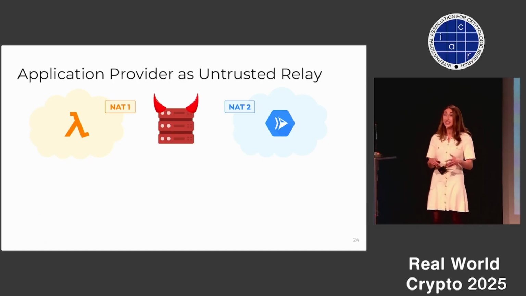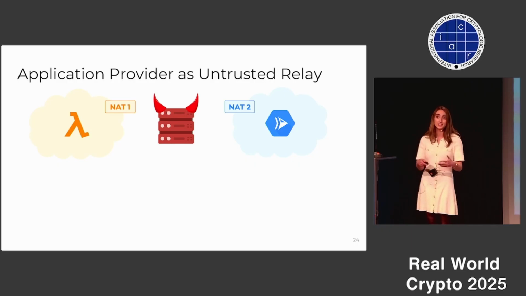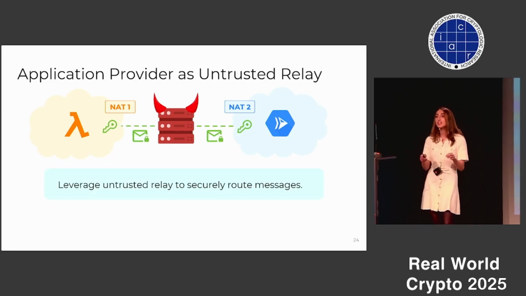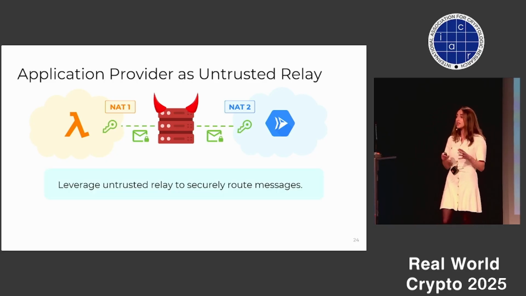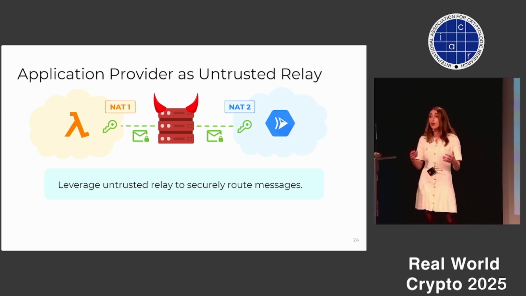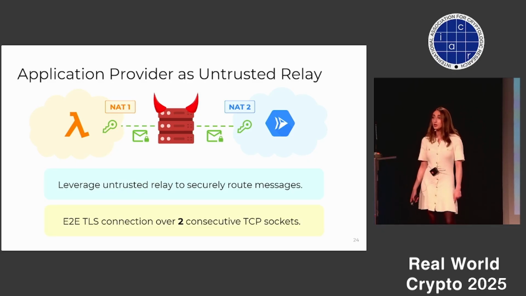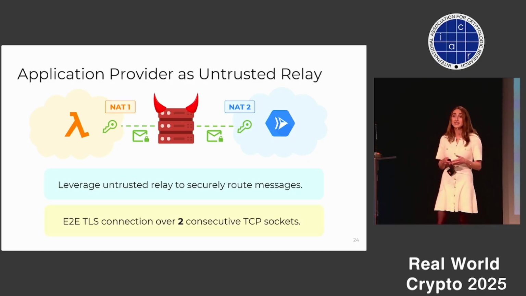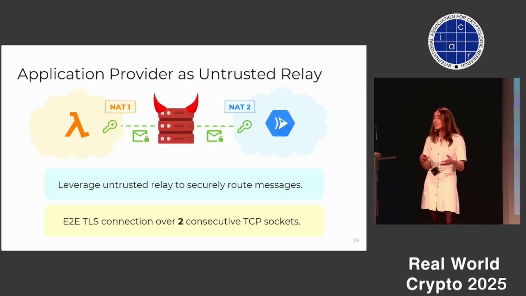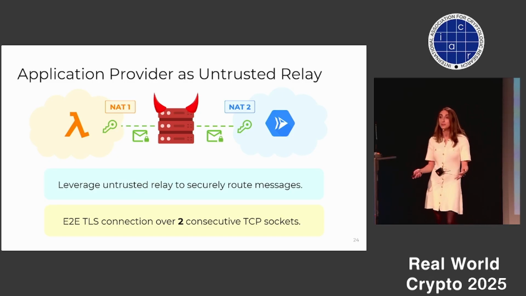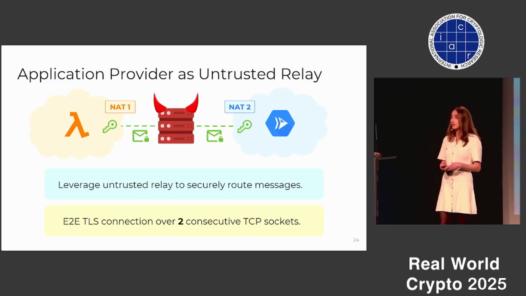The insight here is that, yes, we can't trust the application provider for security. That's the whole point of this work, but we can trust it for availability because it is the entity that wishes to offer this service. So what we do here is we leverage the application provider to run an untrusted relay to securely route messages. And this solves our connectivity issue because the serverless instances can just connect to that central relay. And so we had to create a new 2-phase TLS establishment protocol that allows us to establish an end-to-end secure TLS connection over 2 consecutive TCP sockets. Great, so we've solved our connectivity challenge. We can now do MPC among these different serverless instances.